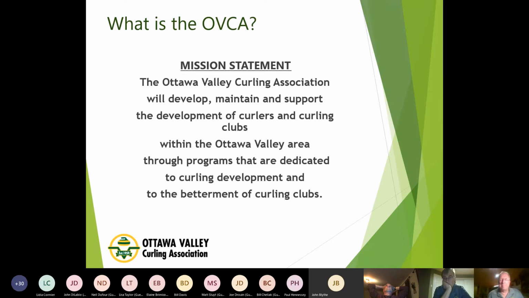Just as a bit of a side note, what we actually do to meet that mission changes year to year. And in the last couple of years, it's changed as Curl-On have shifted a lot of their operational type work and put a lot more emphasis on the curling club. So we've found that some of the things the OVCA used to do, Curl-On is now doing. So we're trying to avoid duplication and let the Curl-On programs run where they can, and where we don't need to do something, we'll stop doing it.